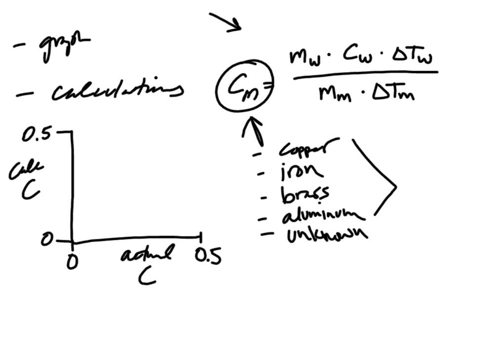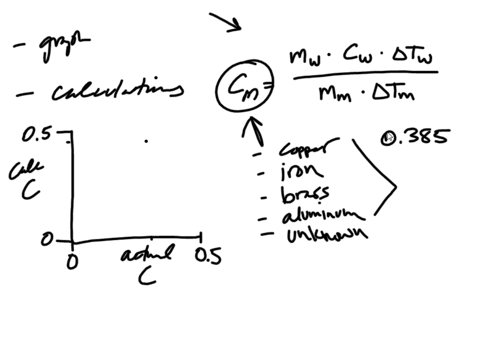If I was to take a look at the value for copper, the value for copper would be 0.385, I believe. Here, let me check. Copper is 0.385 joules per gram degree Celsius. So let's say that's the actual value, but when I calculated it, it ended up being like 0.45. So I would look at 0.45, which is right about here, and then 0.385, which is right about here, and then I would plot a point right there.